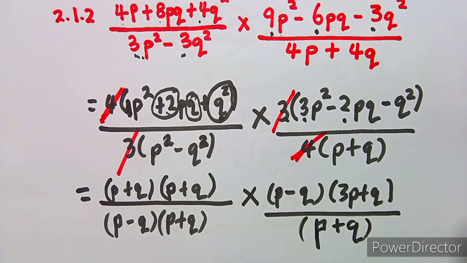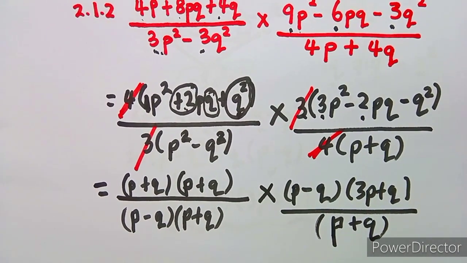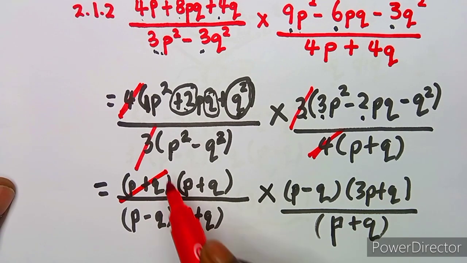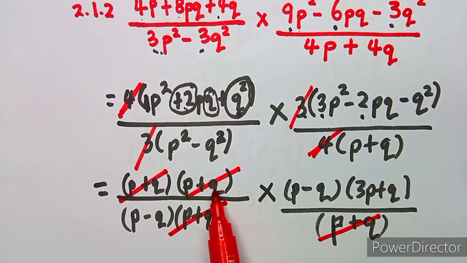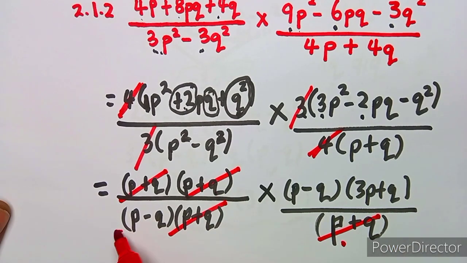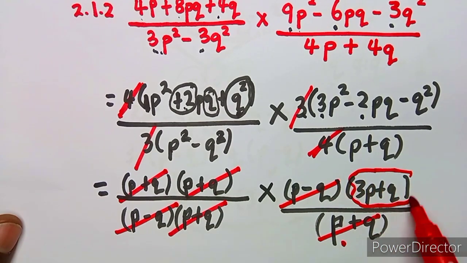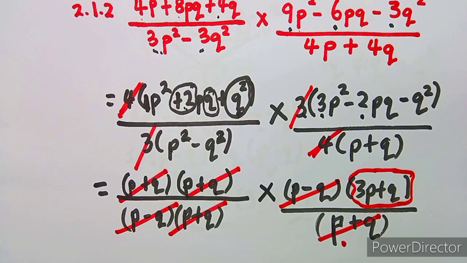All right, so that's where we are, guys. Okay, so as you can see at this stage also, we are now able to cancel as long as we have the same thing in the numerator and the denominator. All right, so let's do this, guys. P plus q can cancel because the numerator, the denominator. P minus q can cancel, which means we are only left with 3p plus q.